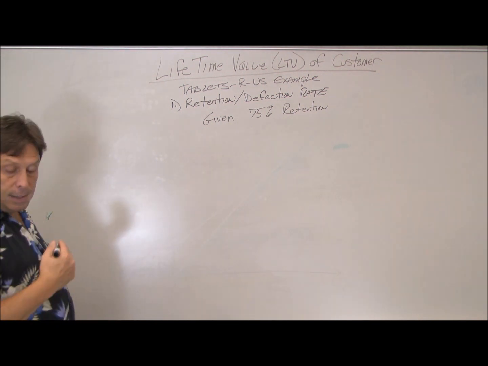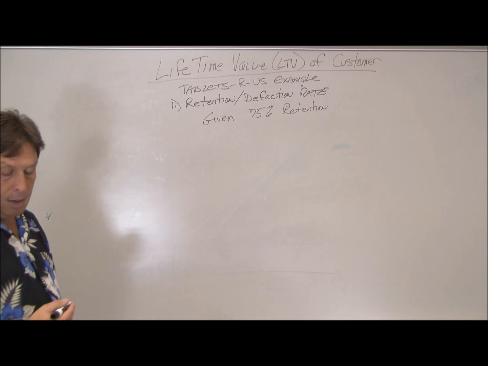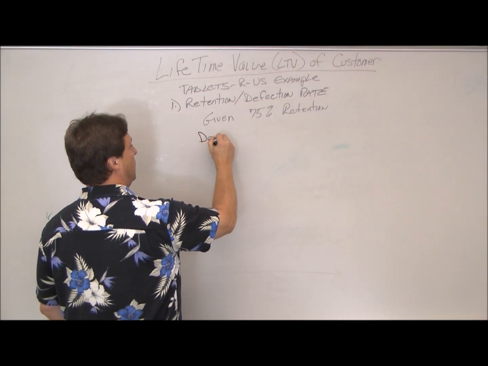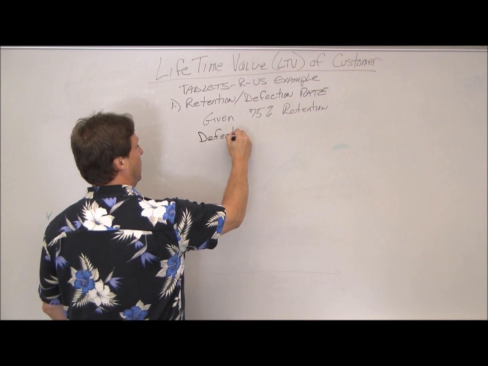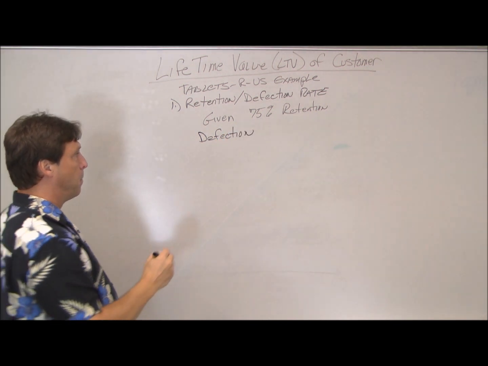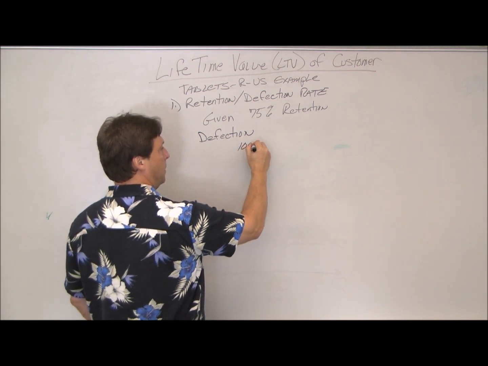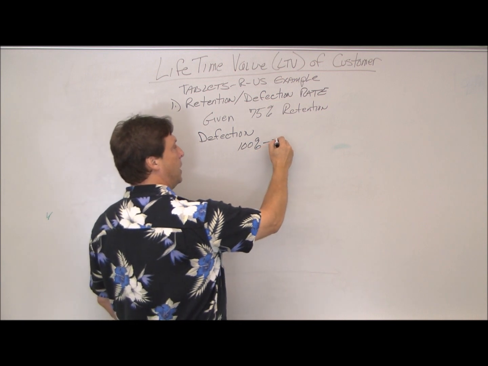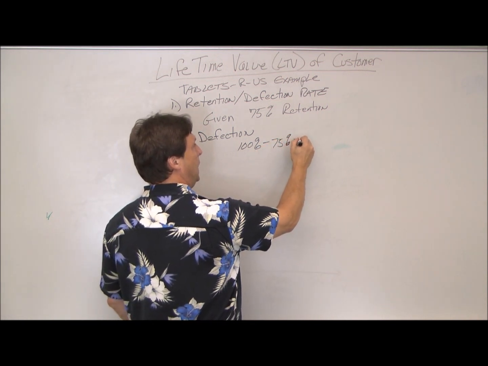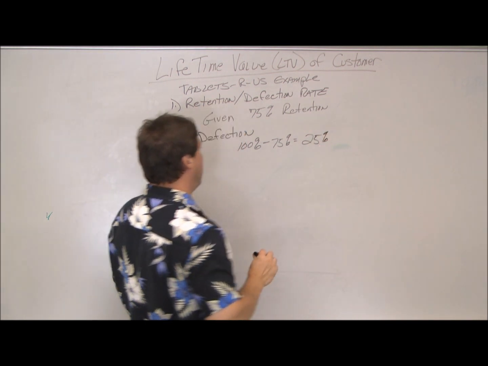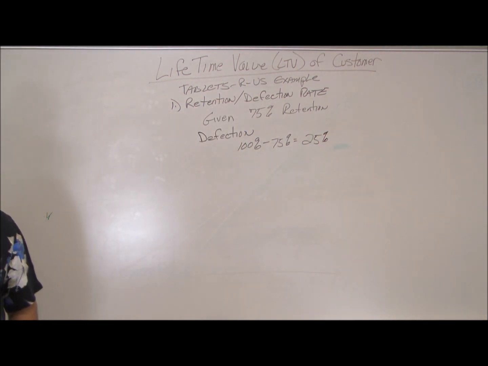As an initial step, we're going to calculate the defection rate. Now, if we have 100% of our customers, 75% of them we're going to keep or retain. So our defection rate is 25%.